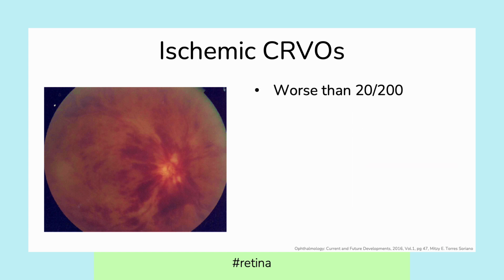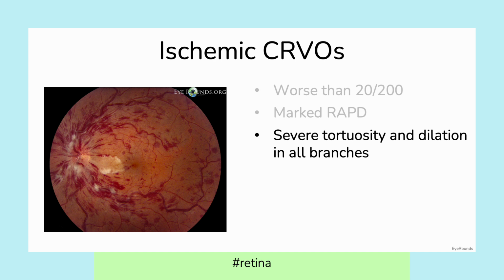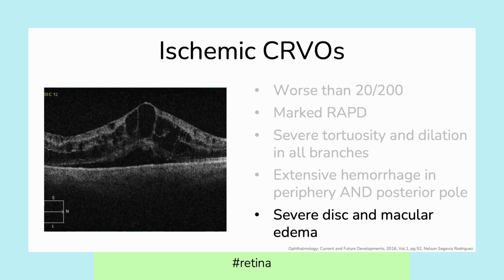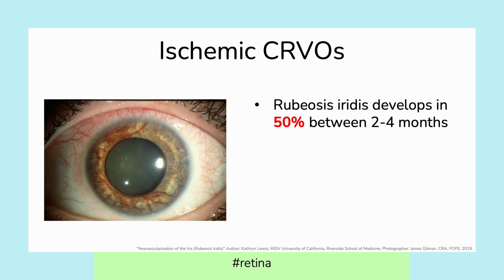Ischemic, non-perfused CRVO presents with more severe vision loss, worse than 20/200, and marked RAPD. Exam will show severe tortuosity and dilation of all branches of the central retinal vein, extensive hemorrhage in the periphery and the posterior pole, and severe disc and macular edema. Ischemic CRVO can cause profound vascular leakage.